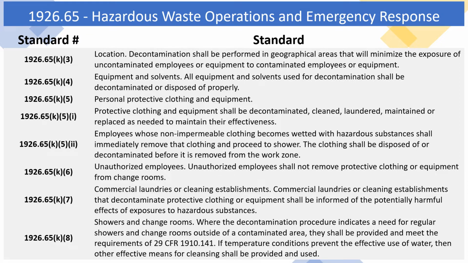1926.65 K5-1 Protective clothing and equipment shall be decontaminated, cleaned, laundered, maintained or replaced as needed to maintain their effectiveness. 1926.65 K5-2 Employees whose non-impermeable clothing becomes wetted with hazardous substances shall immediately remove that clothing and proceed to shower. The clothing shall be disposed of or decontaminated before it is removed from the work zone. 1926.65 K6 Unauthorized employees. Unauthorized employees shall not remove protective clothing or equipment from change rooms.